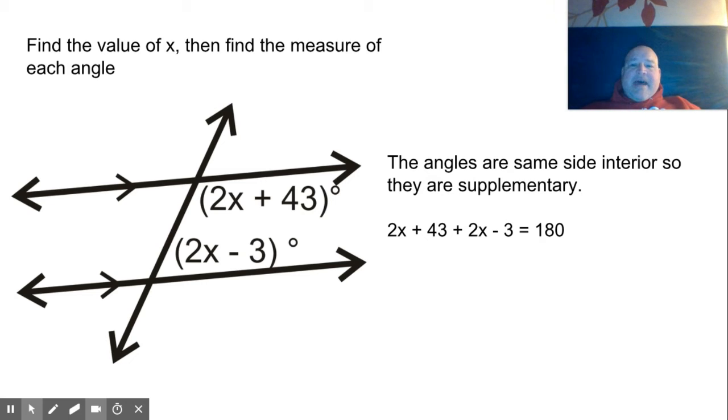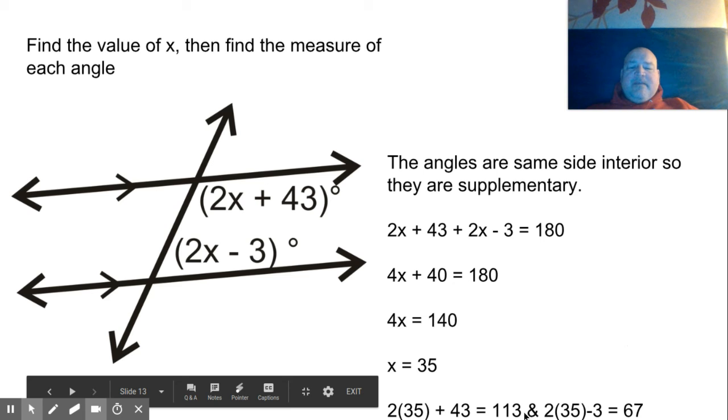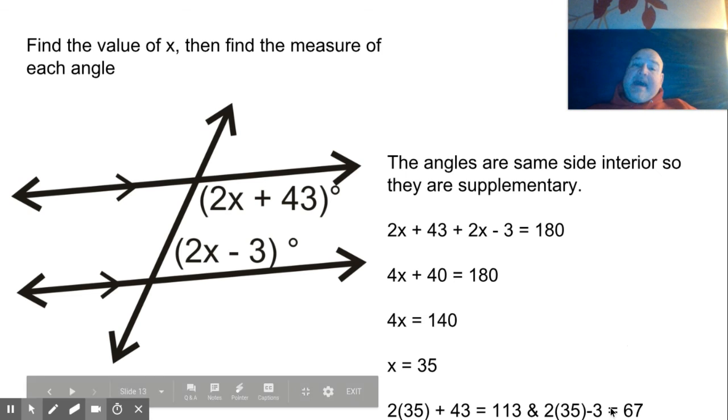Since they're supplementary, they add up to 180, so we get 4x plus 40 equals 180. 4x equals 140, thus x equals 35. Then we'll plug in that 35. 2 times 35 plus 43 equals 113, and 2 times 35 minus 3 equals 67. Notice that 113 plus 67 add up to 180, thus making them supplementary. And that concludes today's lesson.